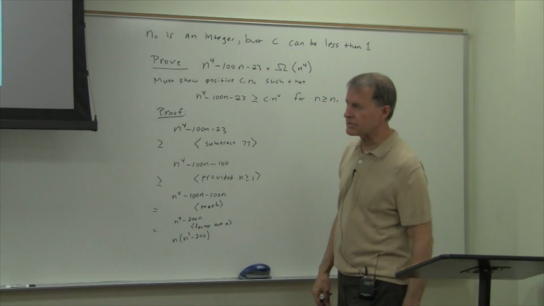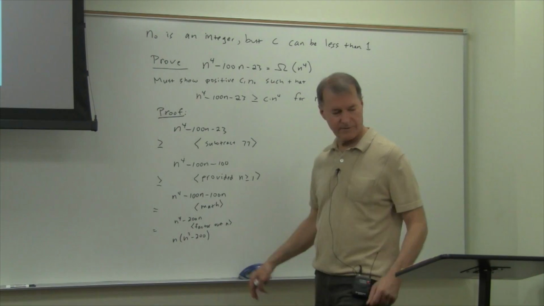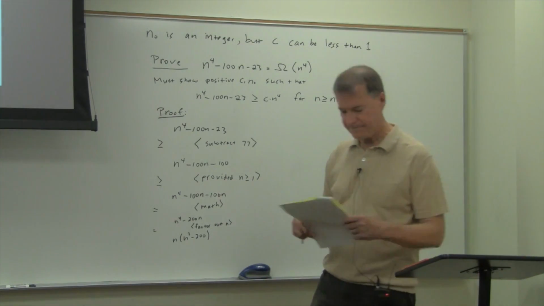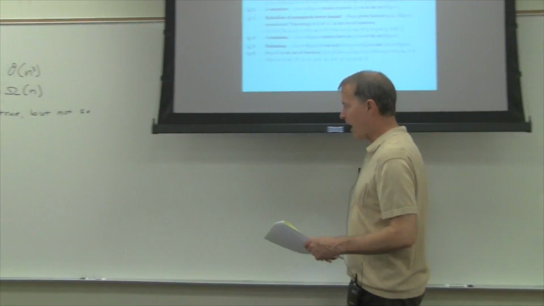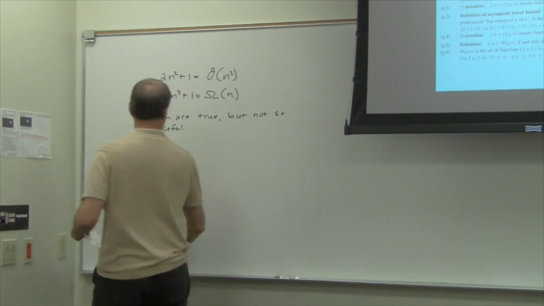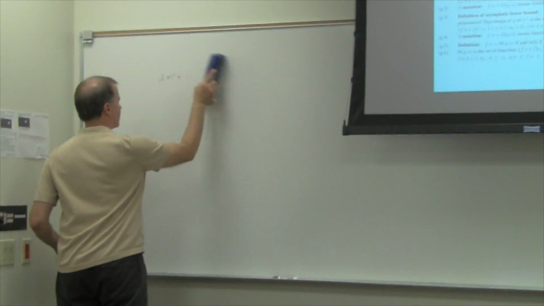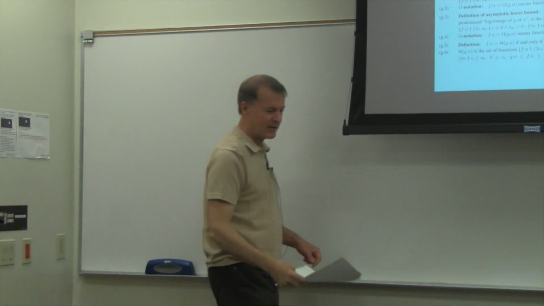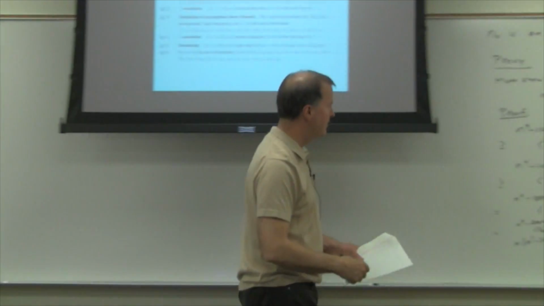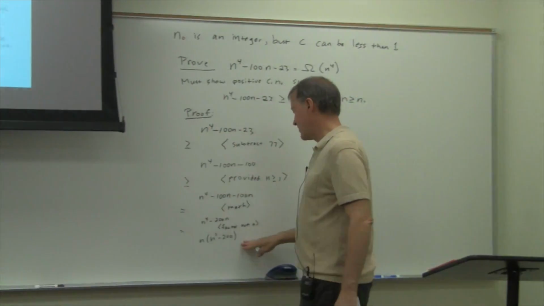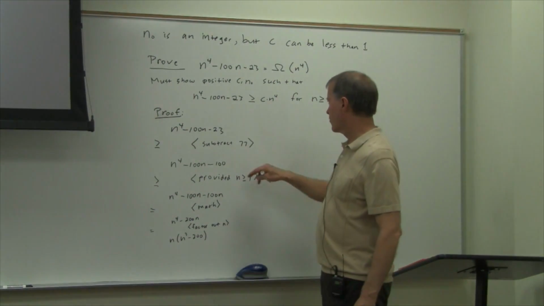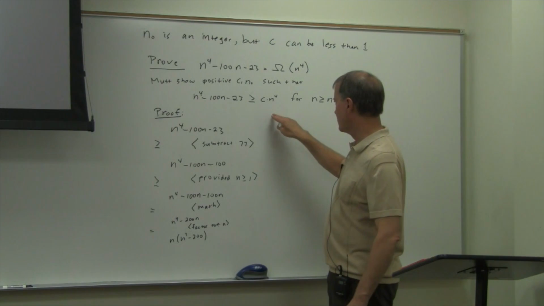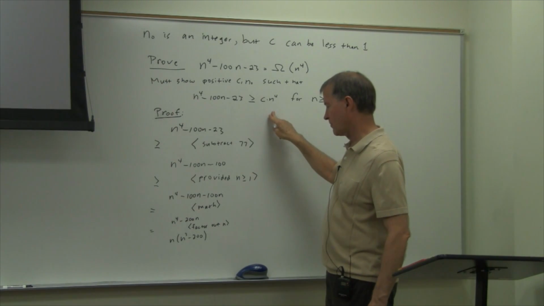Actually, let's go over to the other side to finish this off. I claim... Actually, before we claim anything, let's see what we're trying to do. We have to get this to be what? Greater than or equal to c times n to the fourth. Right.